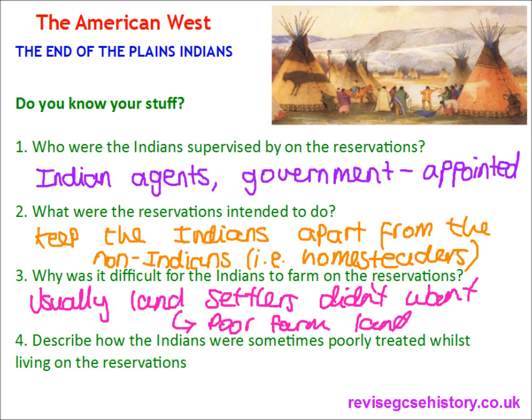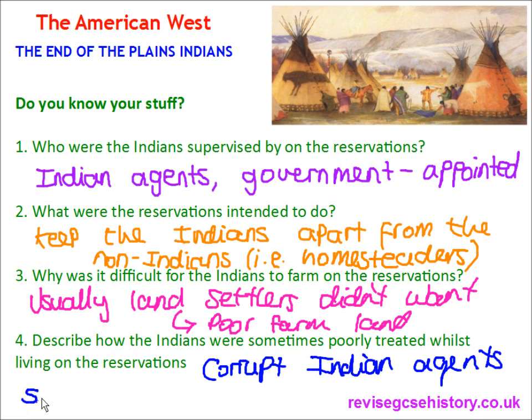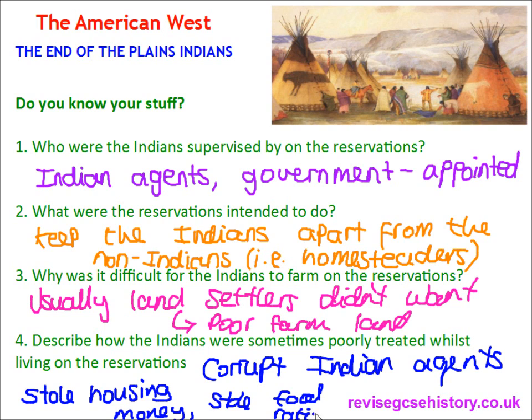And finally, question 4. Describe how the Indians were sometimes poorly treated whilst living on the reservations. Well, they were corrupt Indian agents, and what they did is they sometimes stole housing money, or stole food rations.